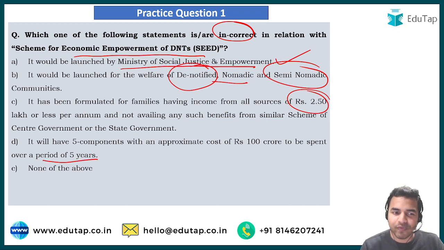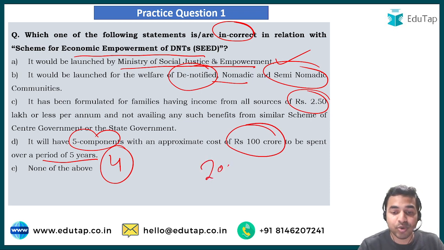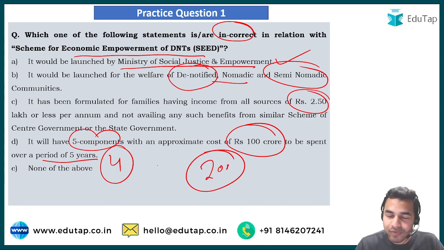So here you will find some discrepancy in the data which is mentioned in the fourth point, which states that it will have 5 components, but as per our discussion, this scheme is going to have only 4 components and not 5 components. And apart from that, the cost of executing this particular scheme is also mentioned here incorrectly, that is rupees 100 crore, but as per our discussion it was rupees 200 crore which has been allocated, which is going to be spent on this particular scheme for a period of 5 years. So that means the right answer for this particular question, the incorrect statement, is option D. So option D is the right answer.